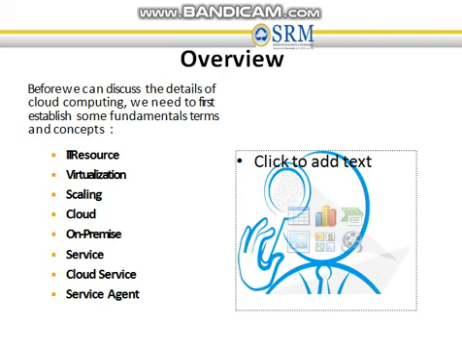When you look at the fundamental terms required for cloud computing, they are described in 10 terms. You need to understand these 10 terms. When you talk in terms of the primary fundamental terms, there are a few in number. One is IT resource, number 2 is virtualization, number 3 is scaling, number 4 is cloud, number 5 is on premise, number 6 is service, number 7 is cloud service, and number 8 is service agent. In this video we'll discuss the first three fundamental terms and their concepts.